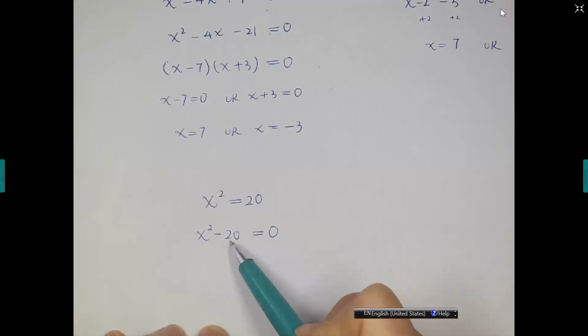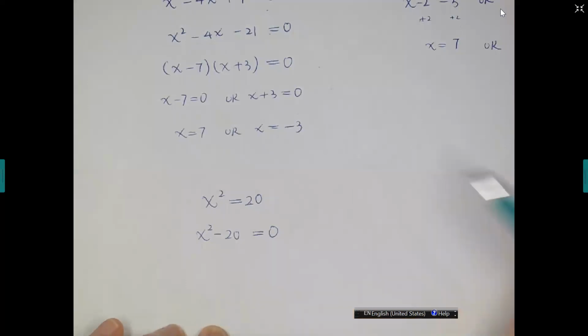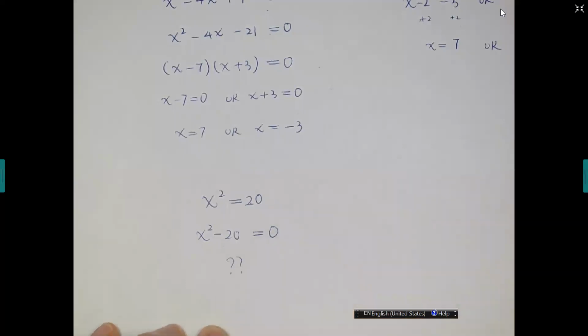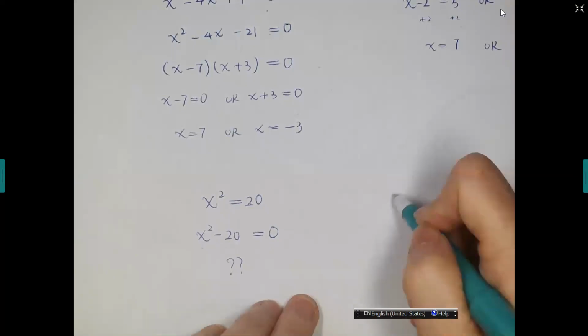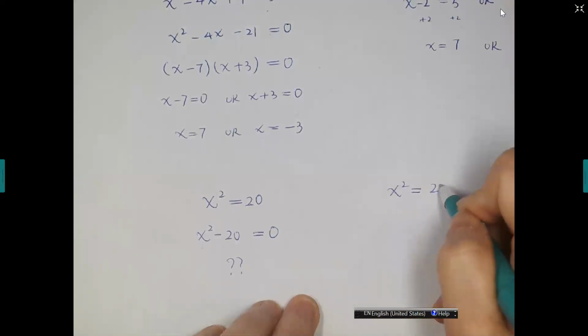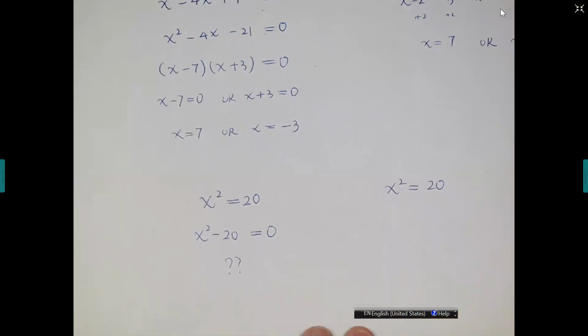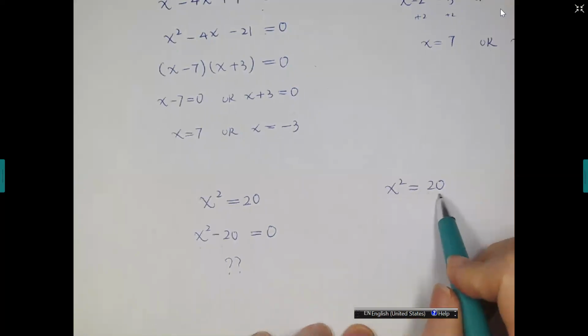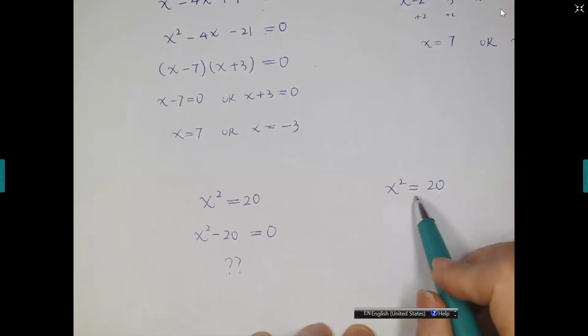So if this problem is given to us in chapter 6, we'll give up. We don't know how to move on. The left side, this binomial, cannot be factored. We cannot solve it. All right, so now we are in chapter 9. We are given the problem: square of x equals 20. Special type of quadratic equation.